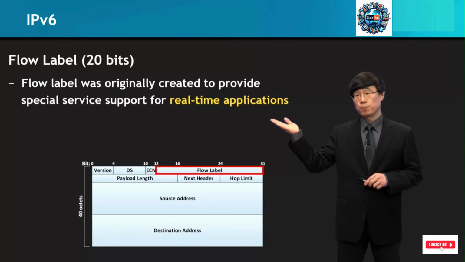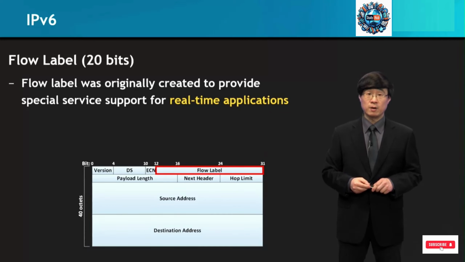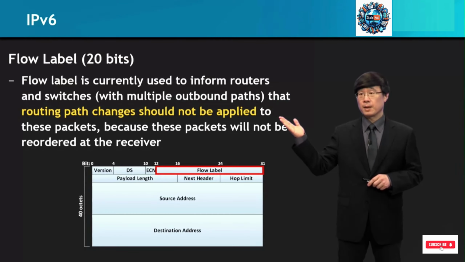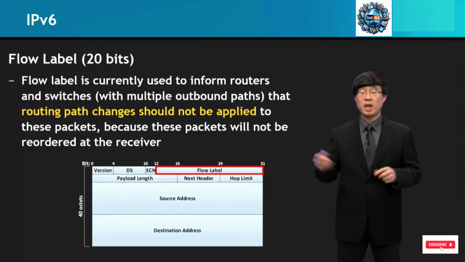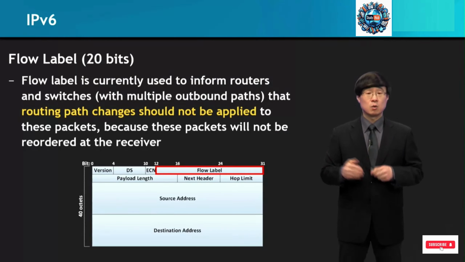The flow label was originally created to provide special services to support real-time applications. However, it is currently used to inform routers and switches to not change the routing path because the reordering of the packets will be difficult at the receiver.